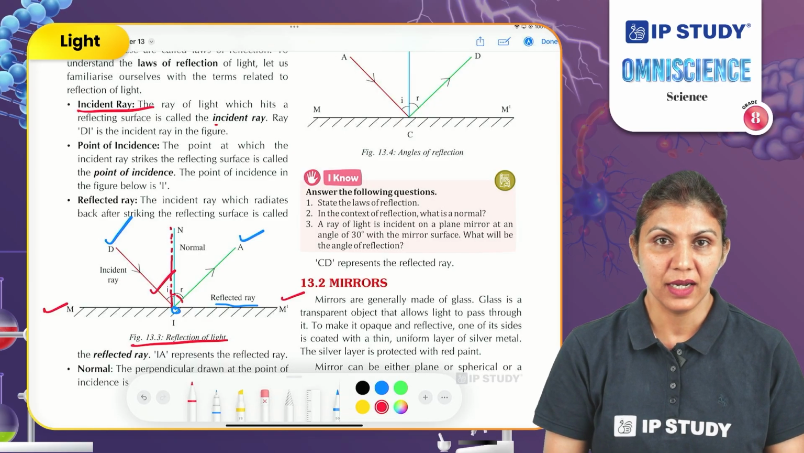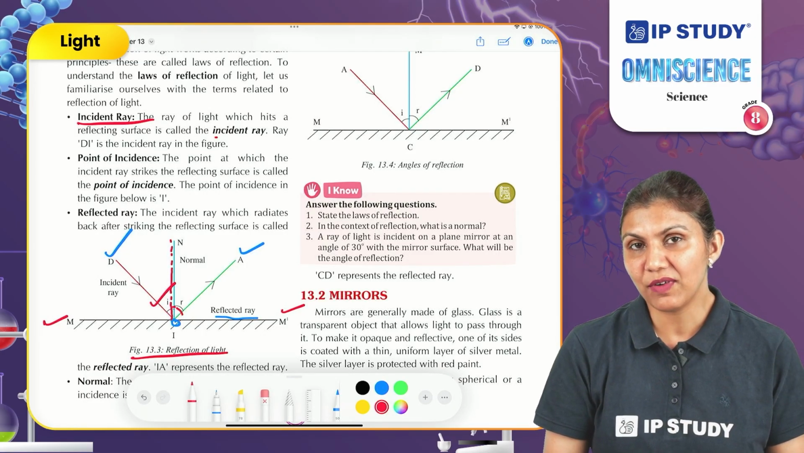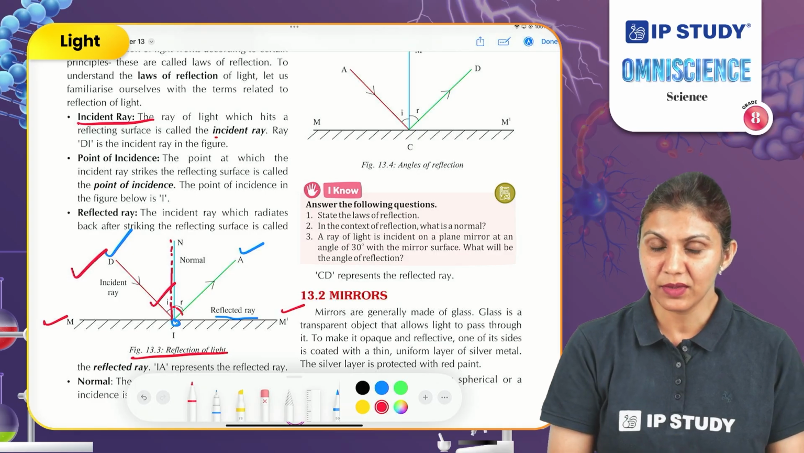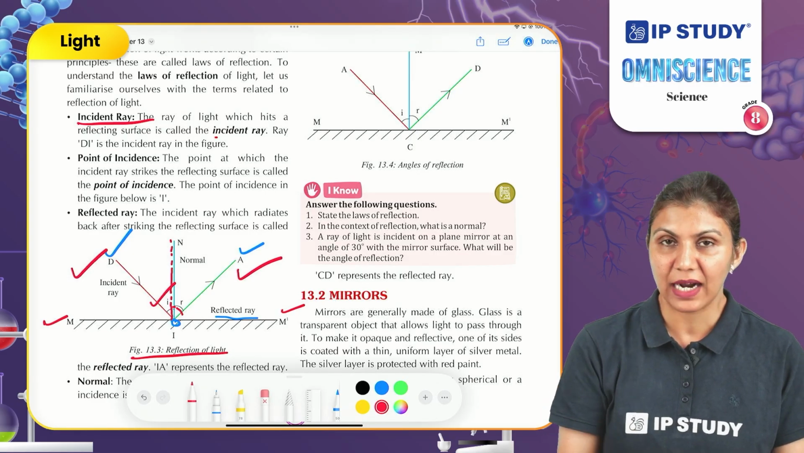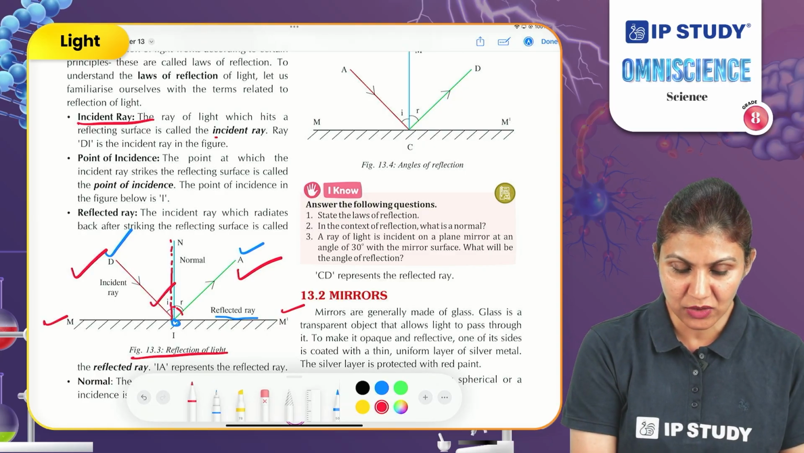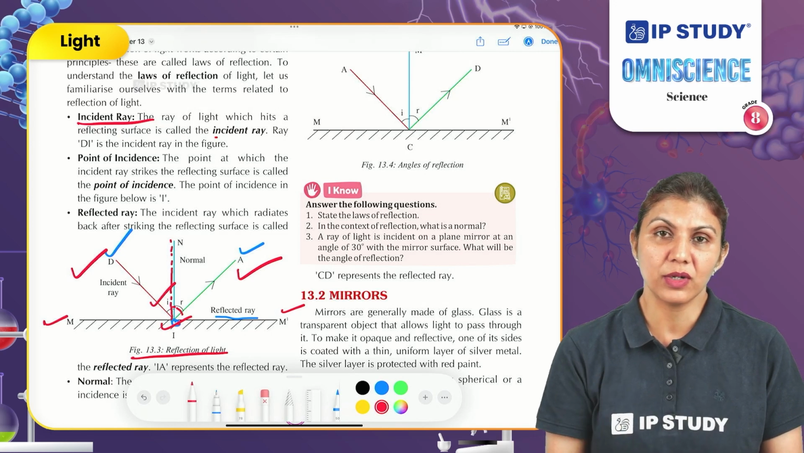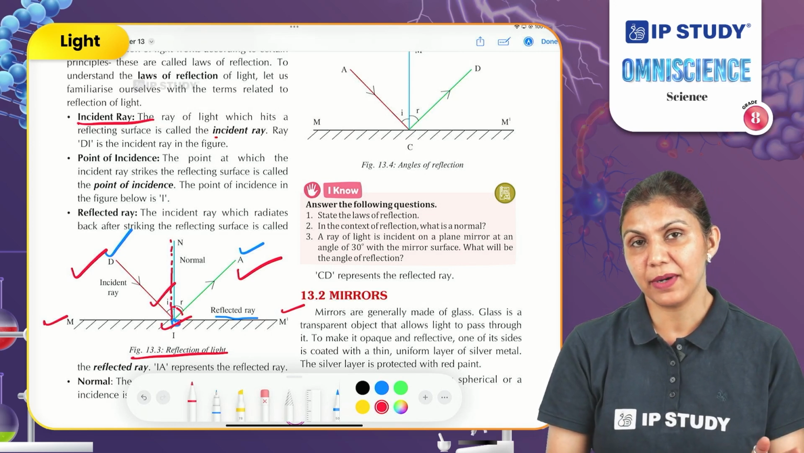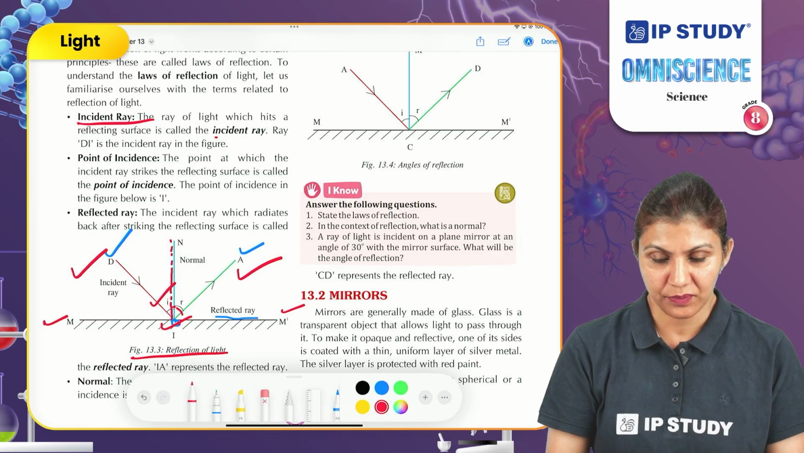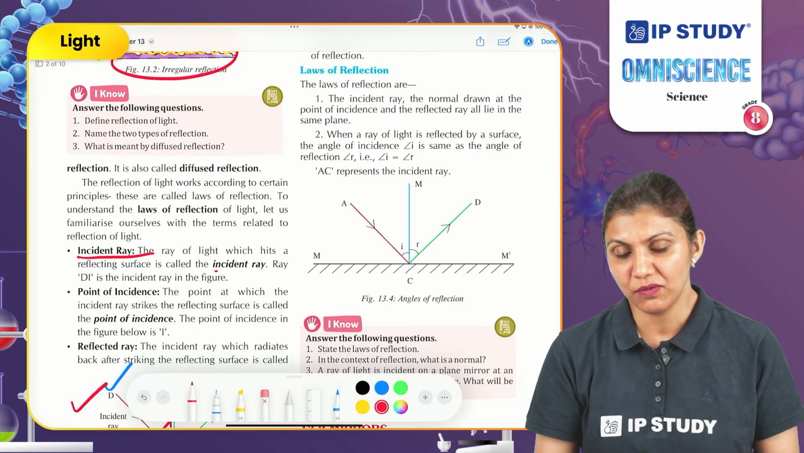Both have the same degrees. So, whenever any reflection is happening from a surface, you will find one incident ray. After the phenomena, you will find a reflected ray and there will be a point where the light ray is incident, which is called the point of incidence I. And you will also notice that the angles which are made by the incident ray and the reflected ray with the normal are equal. This information can be used here to understand the law of reflection.